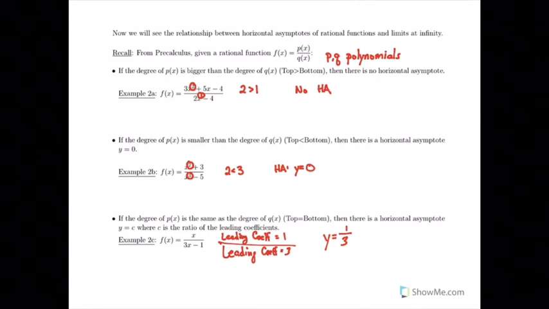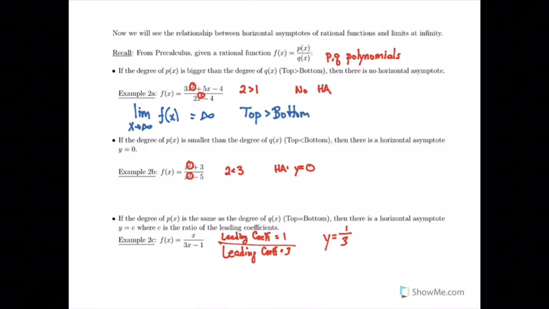Now this all has to do with limits. This is now saying that the limit as x goes to infinity for this function f of x is going to be infinite because the top is much bigger than the bottom. There's no horizontal asymptote, which means that we're approaching infinity.